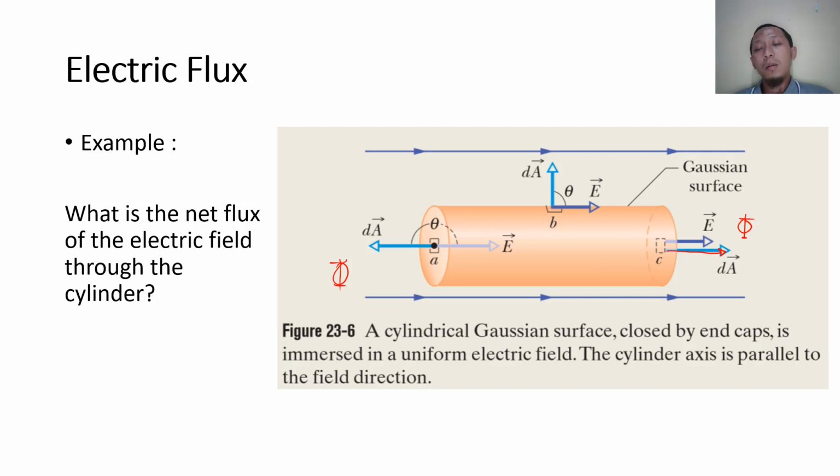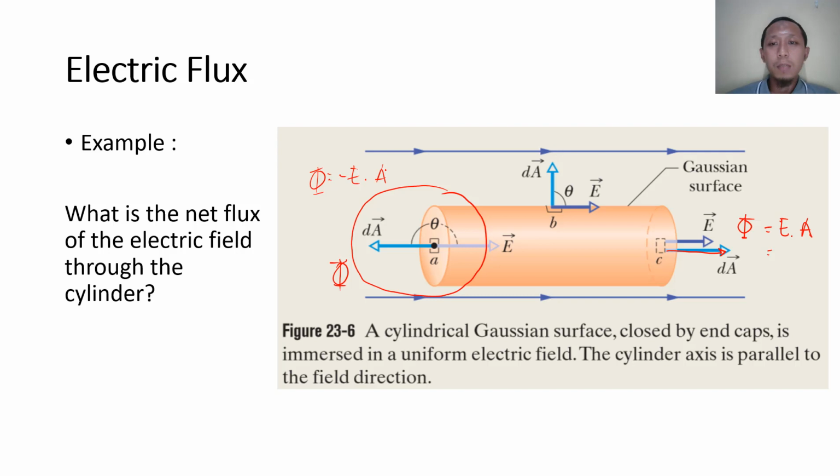So we can find the total flux. In the front face, the total flux is E dot A, E A cosine theta, with theta being 0 because the direction is the same. So the flux is E A. Then in this side, the flux is minus E A because the directions of E and dA are opposite. So the flux here is minus E A.